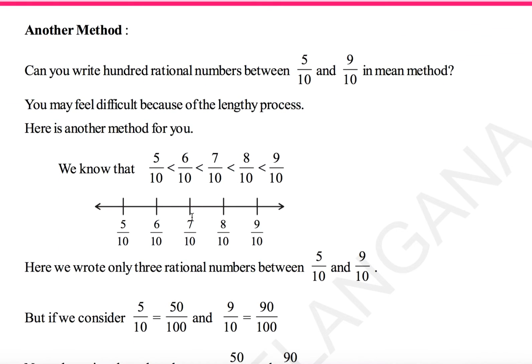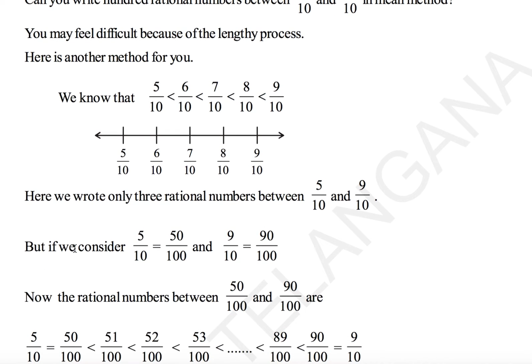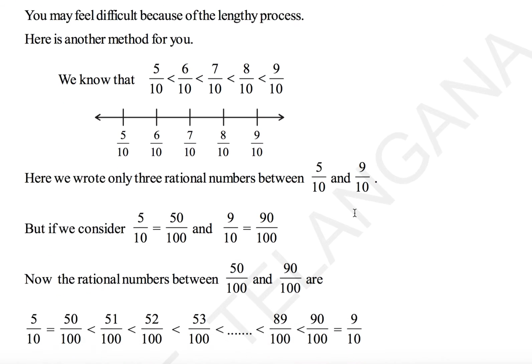Can you write 100 rational numbers between 5/10 and 9/10 in the mean method? You may feel it is difficult because of the lengthy process. Here is another method for you. Say this is 5/10, 6/10, 7/10, 8/10, 9/10. In between 5/10 and 9/10, here we wrote only 3 rational numbers between them.